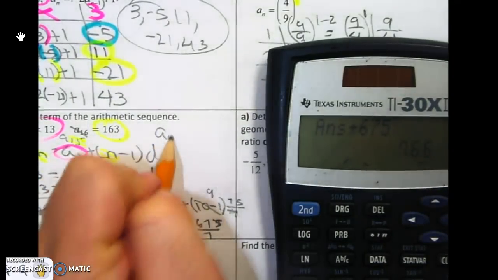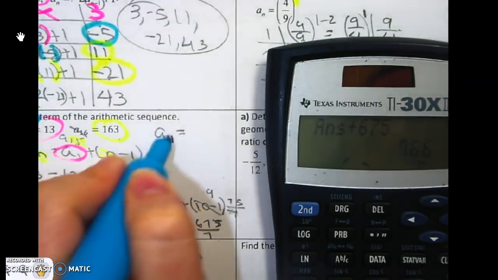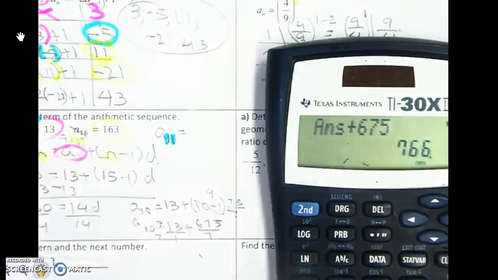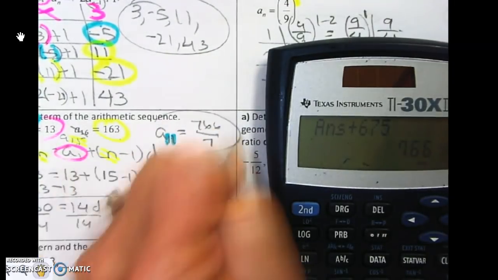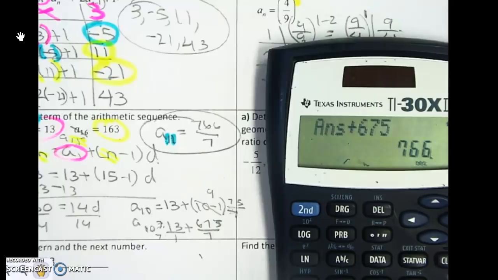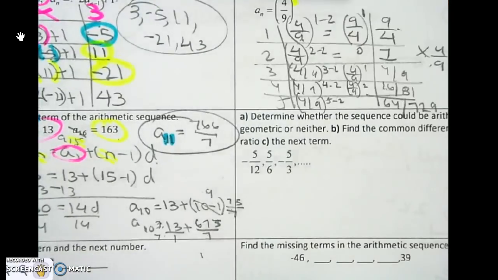But here's the issue, a sub 11. What I need you to remember is that I actually wanted the 11th term. So you need to make sure you put a sub 11. It's not going to be this crazy on your quiz. Okay? So let's go on to the next one.